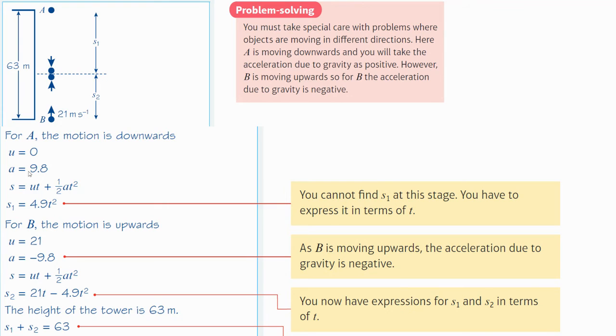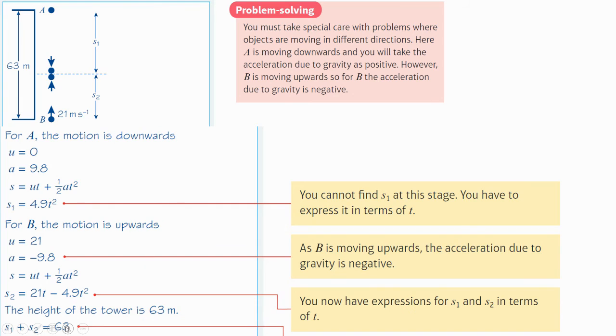So now the initial speed is 21. The gravity is minus 9.8 because we've got to be consistent. We're having positive direction as down. And if we put that information in, we're going to get S2 is equal to 21t minus 4.9t squared. The other piece of information we know is that S1 plus S2 equals 63.